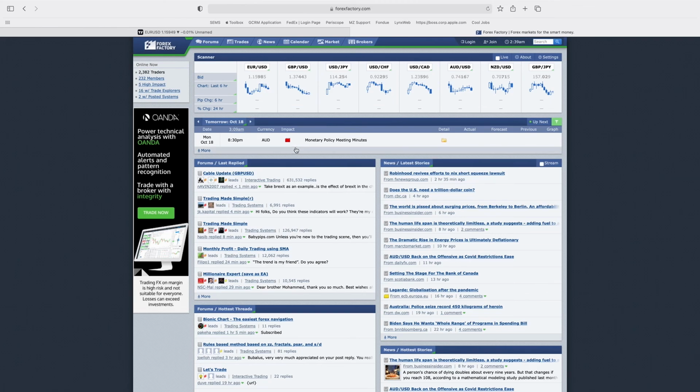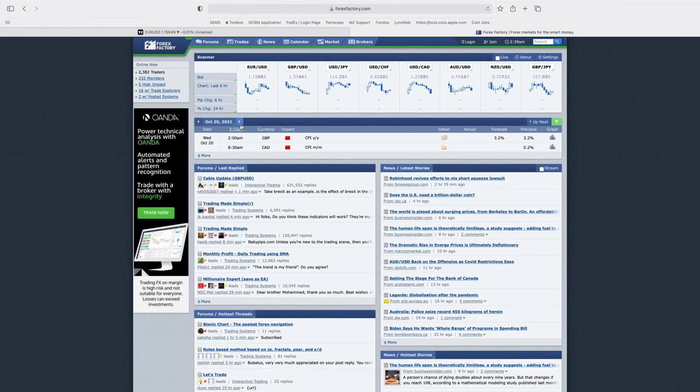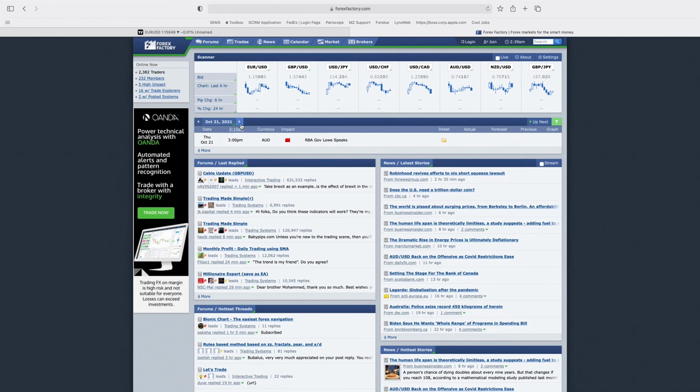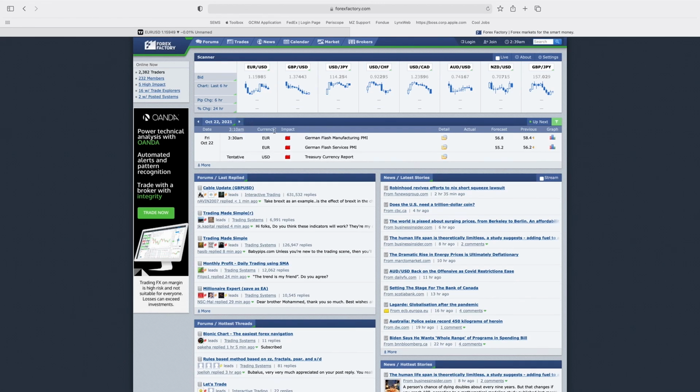It's not bad. It all depends on your level of expertise as a trader to be able to handle the news. Now, October 19th, Tuesday, we got clear skies. On Wednesday, you can see high impact on GBP and on CAD, 2 a.m. and 8:30 a.m. Okay, this is Thursday and this is Friday, guys.